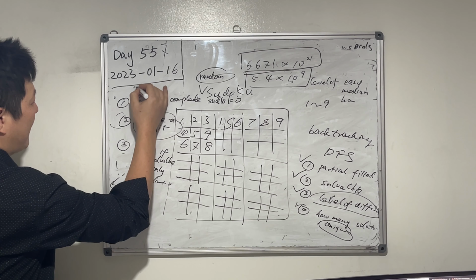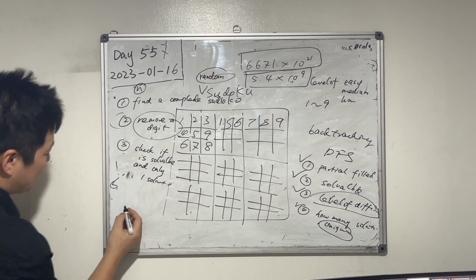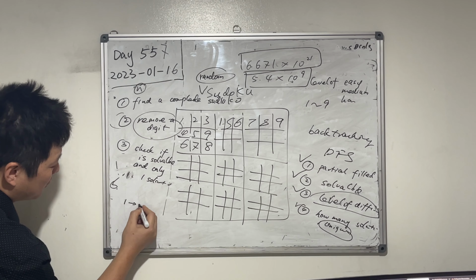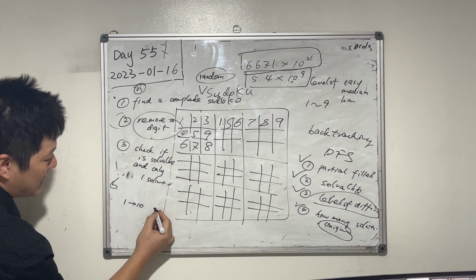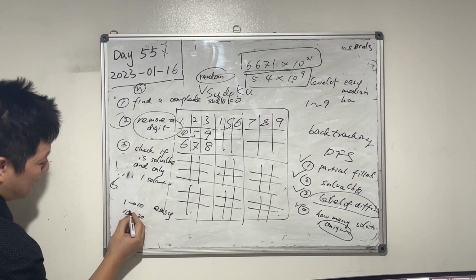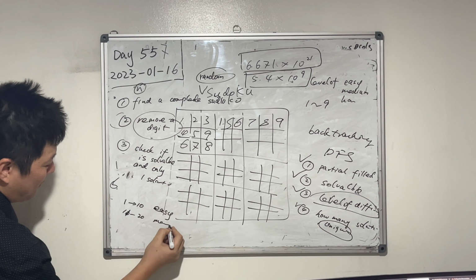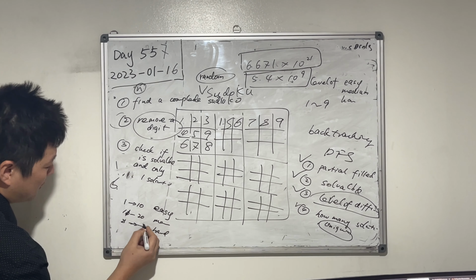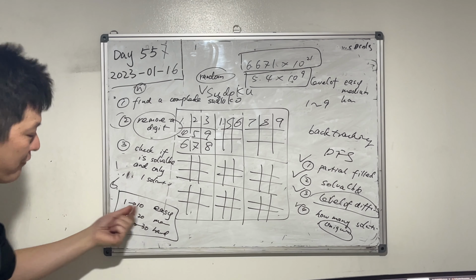This could be a parameter, like if we want to remove n digits. For example, if we remove 1 to 10 digits, we say it's easy. If we remove 11 to 20 digits, we say medium. If we remove 21 upwards, to 30, it will be hard. This is just an example of configuration of the game.